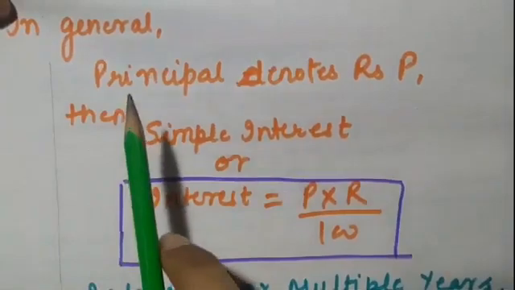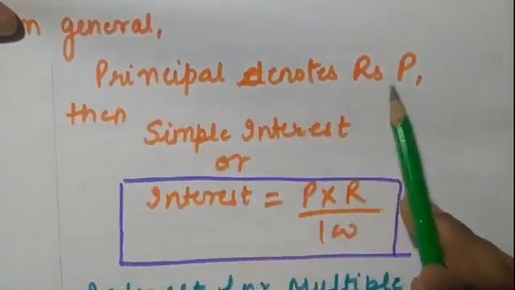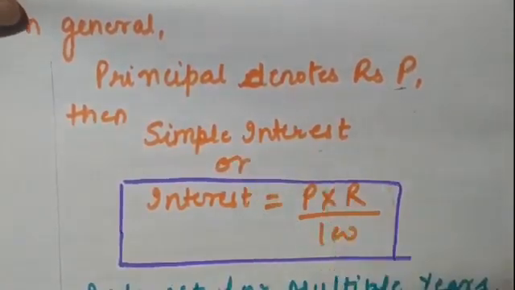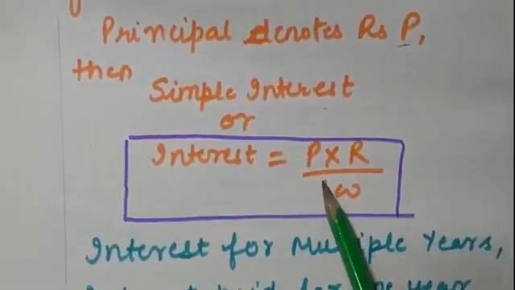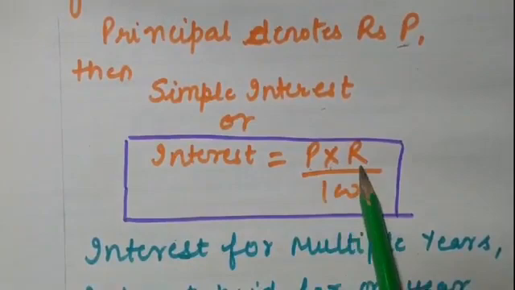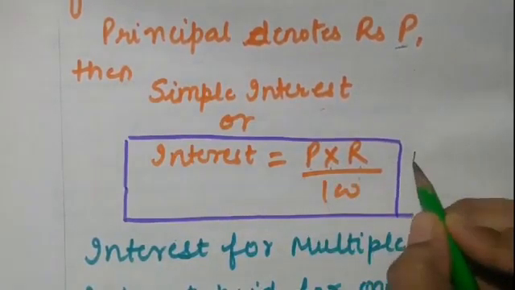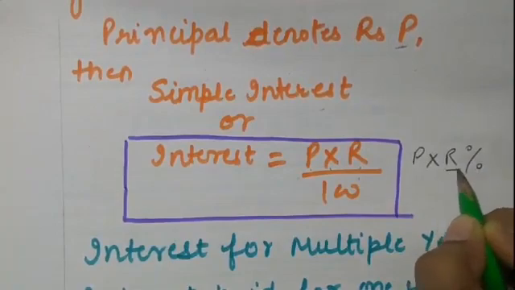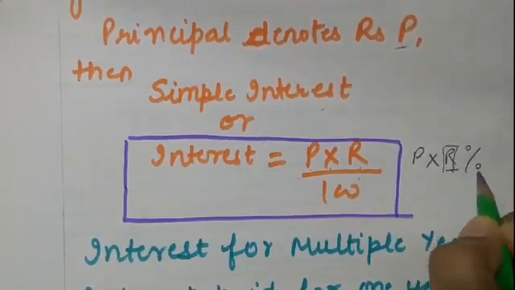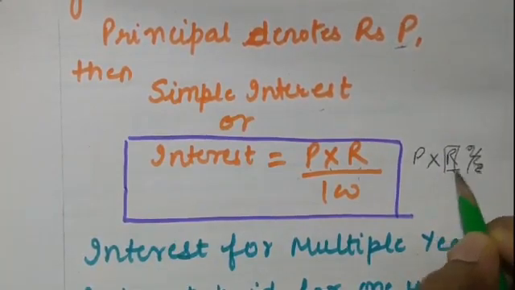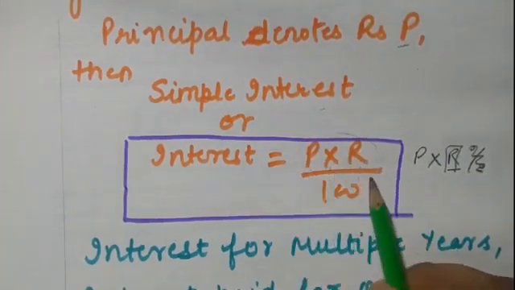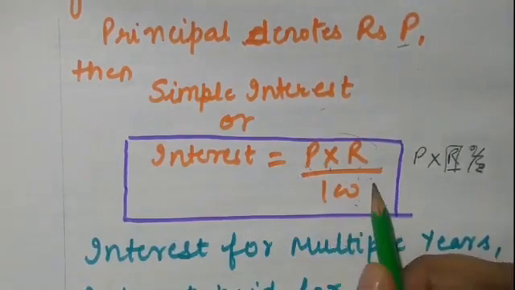So in general, if principal denotes rupees P, then simple interest can be calculated by P into R over 100. That simply means P into R percent. For removing the percent, because rate of interest is always given in percent, we have put 100. So simply it is P into R over 100. This is simple interest for 1 year.